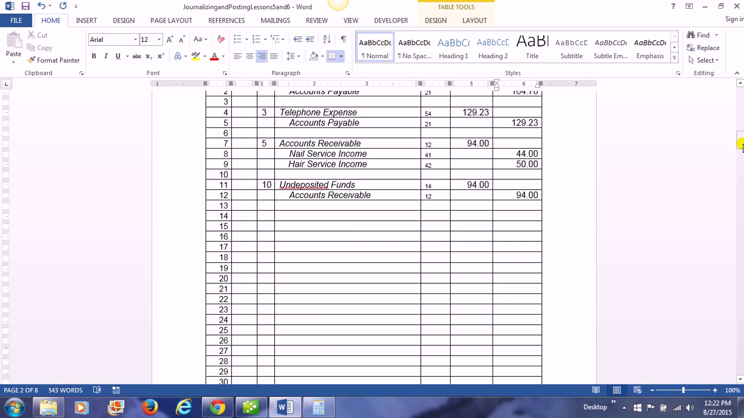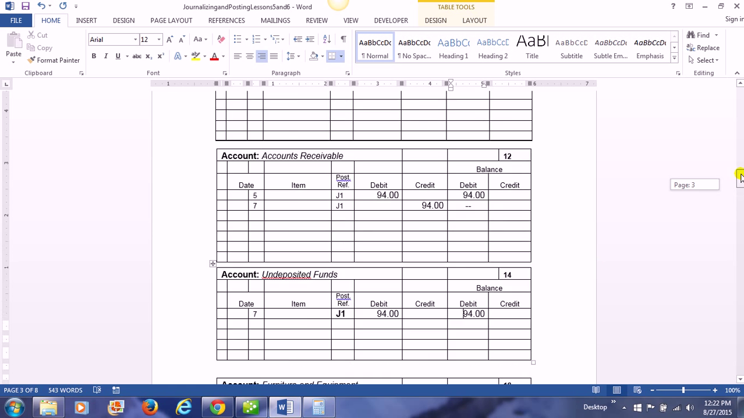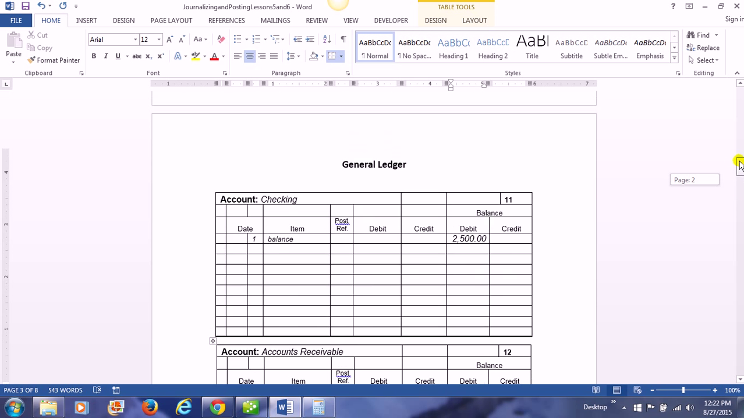So let's go look at that posted. And we are debiting it for $94, and so now it has a $94 balance. Accounts receivable, we credit the account for $94, and that leaves us with a zero balance because the customer has paid us. So let's do one on our own.